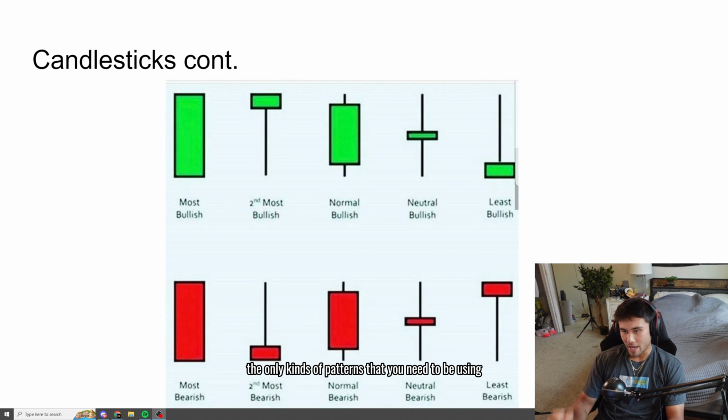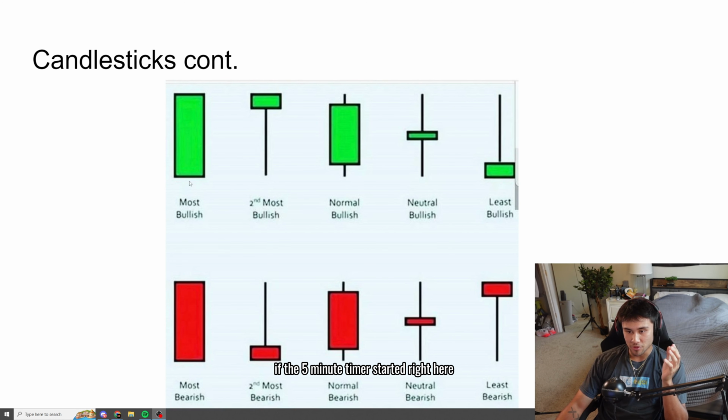The only kinds of patterns that you need to be using are candlestick patterns. Every single candle has a story. When you look at a candle, you should be able to have an idea of what the market wants to do on any given time frame, because each candle is representative of price movement, and you can tell exactly what happened in that period of time. This is going to be the most bullish candle or bearish candle that you can see.